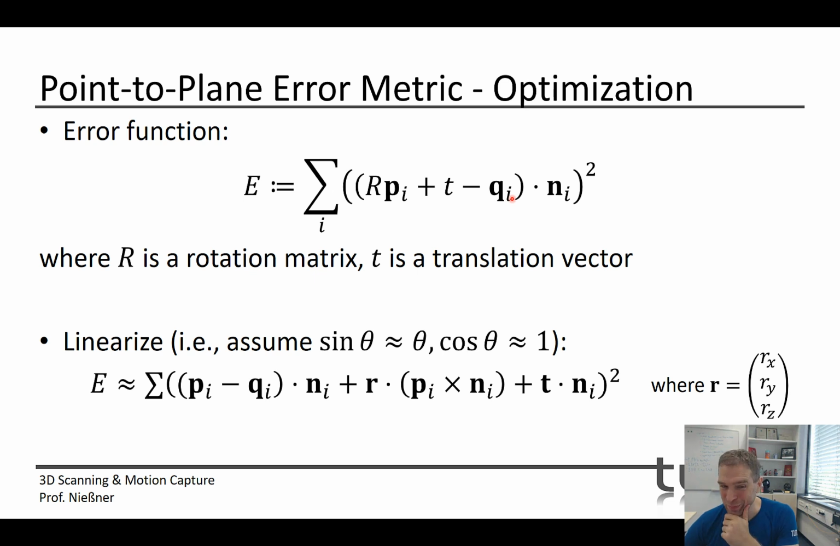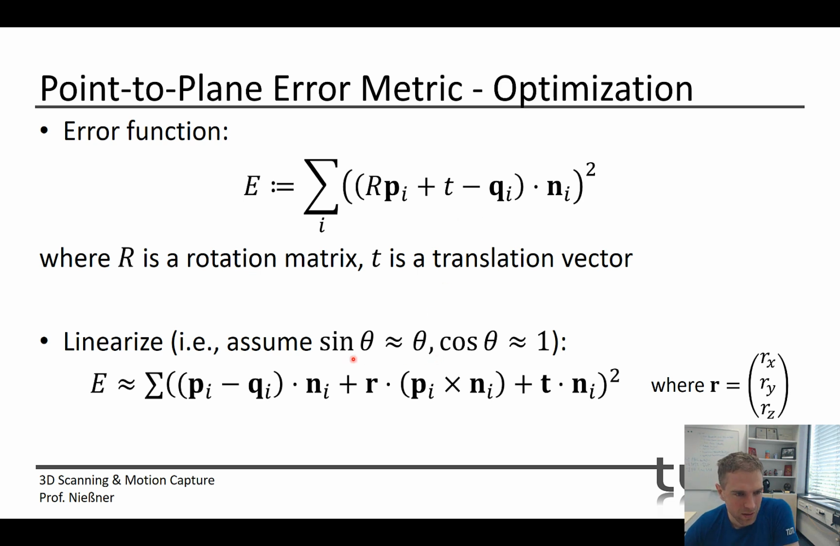One simple thing a lot of people do is just linearize the rotation angles. So you just say sine theta is equal to theta and cosine theta is equal to 1. This is basically saying that we can linearize these angles here.